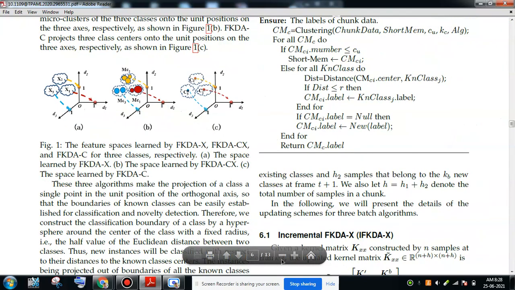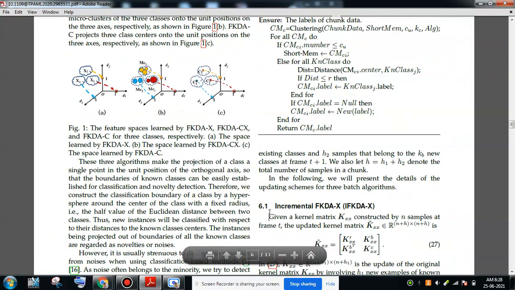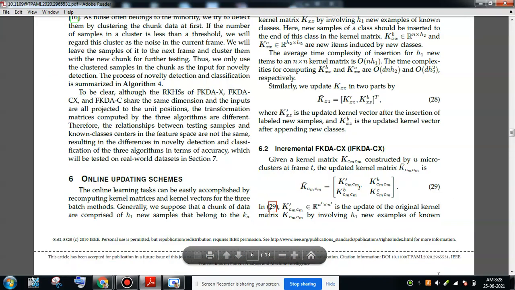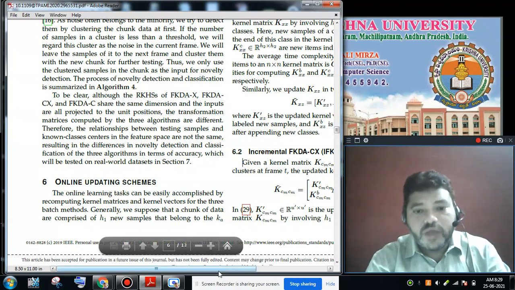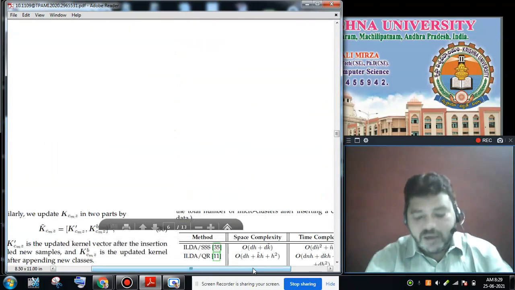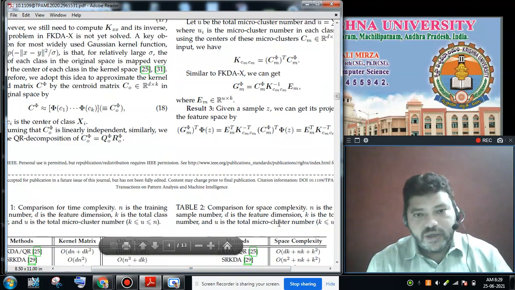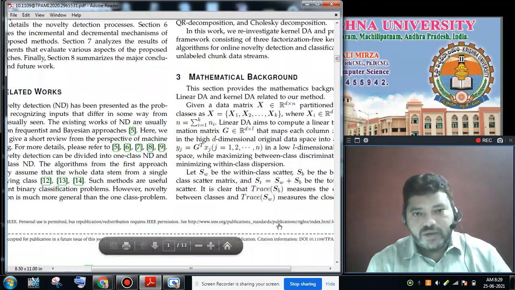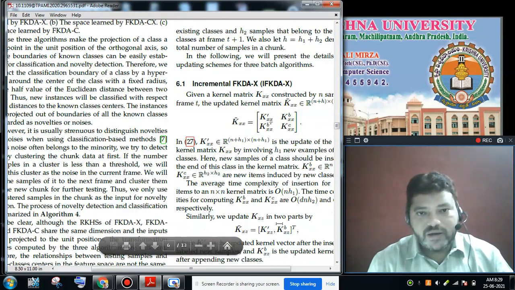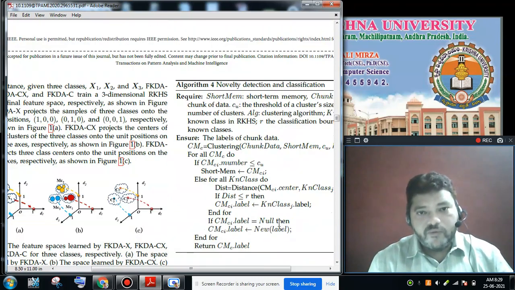Okay, going forward, they are now using the online updating scheme. As this is an incremental learning algorithm, they are not only going for proper classification and novelty class identification, but also trying to do incremental learning. That incremental learning is done by using another algorithm, algorithm number 5.